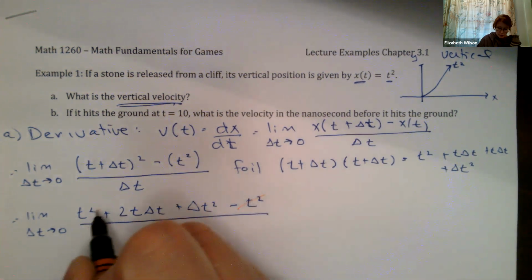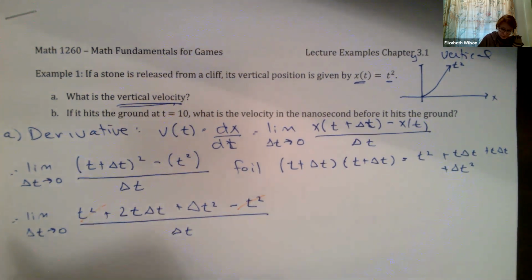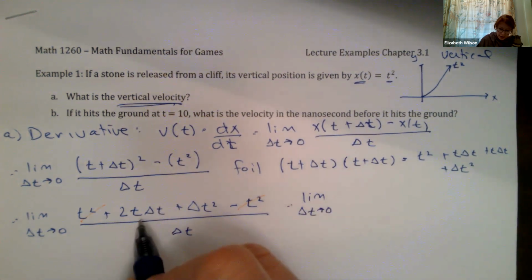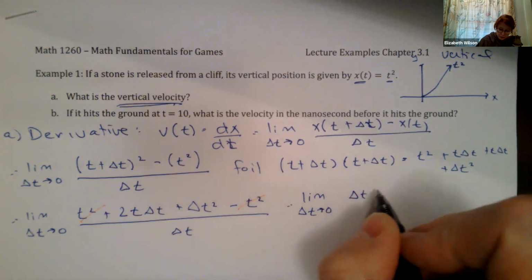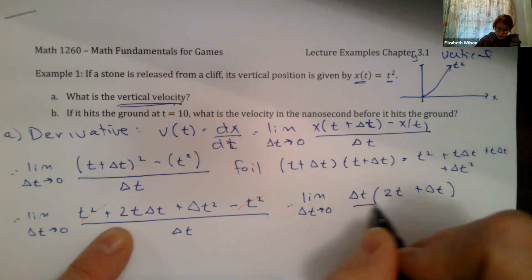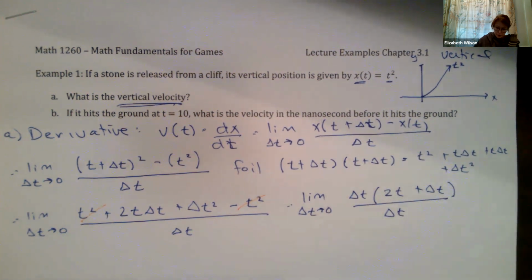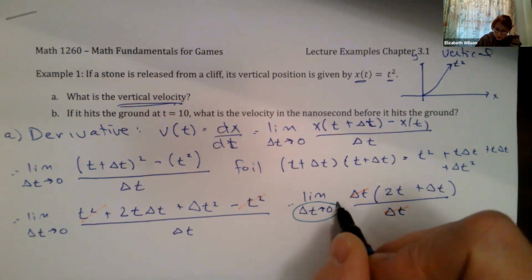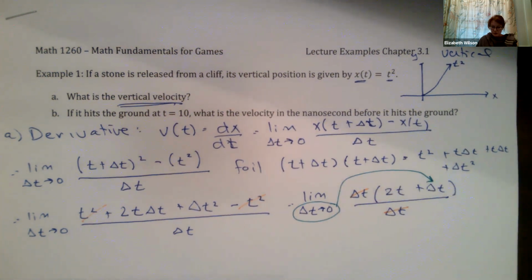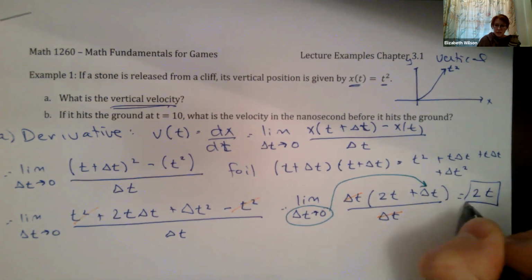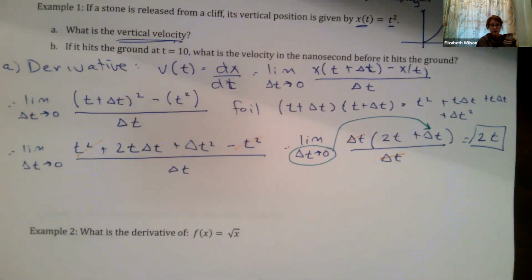So this is going to cancel with that one. Limit as delta t goes to 0. So now I can factor out a delta t. So I'm going to get 2t plus delta t, all over delta t. This cancels. And now I can just substitute delta t goes to 0 into here. So that goes to 0, and this thing is equal to 2t. So 2t is my derivative, okay, of t squared.